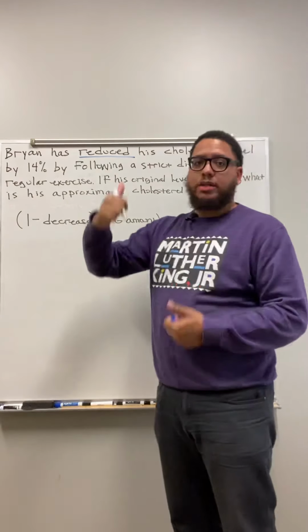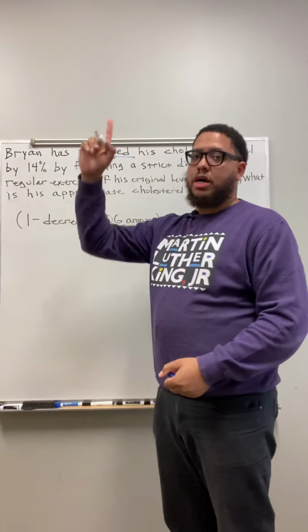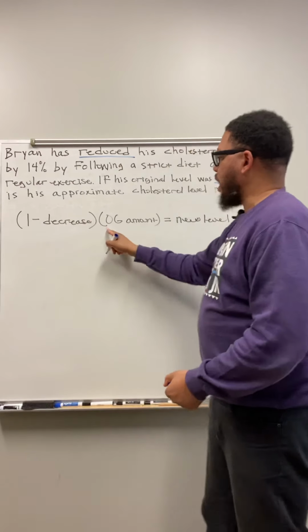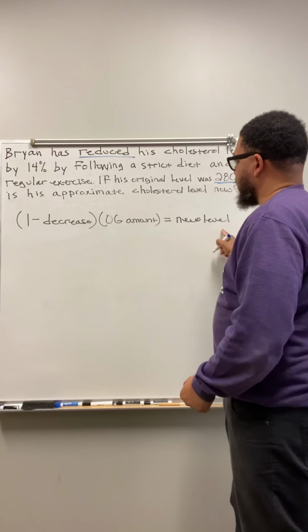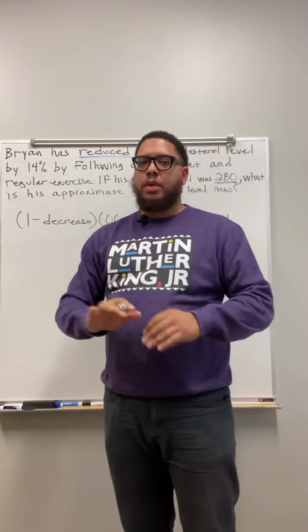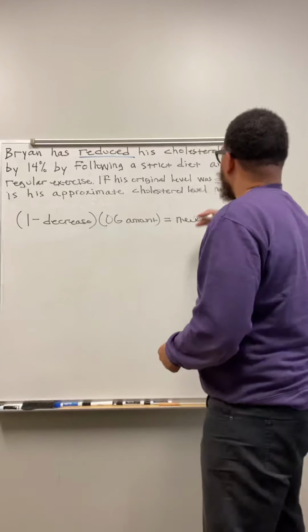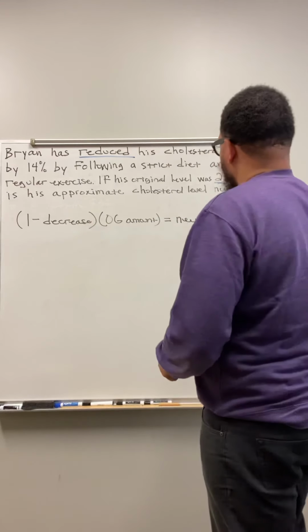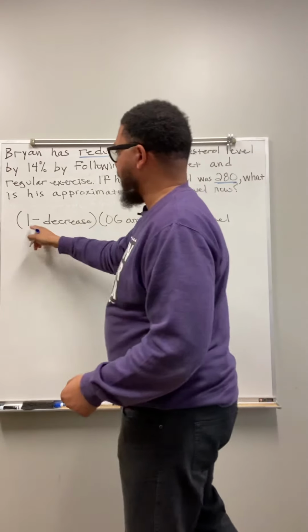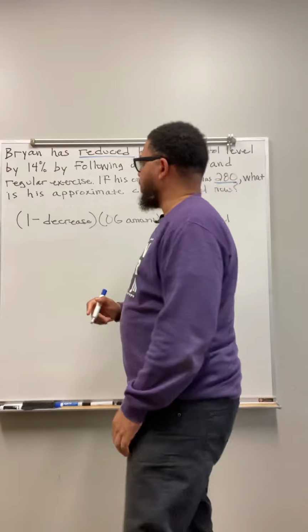Or if something is marked up and the price went up, you would do 1 plus, because it's a markup, so that's addition, 1 plus the markup amount times the original price equals the new price. This is a similar situation, even though we're not talking about shopping or cost, we're talking about cholesterol level now, right? So we're just going to follow the formula. It says 1 minus the decrease. So the decrease is 14%.